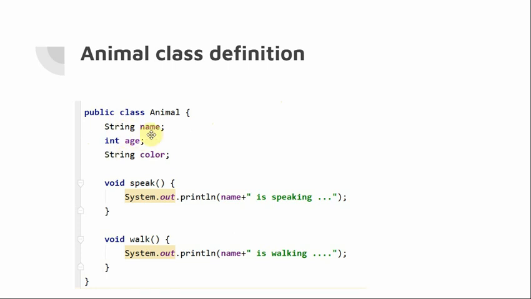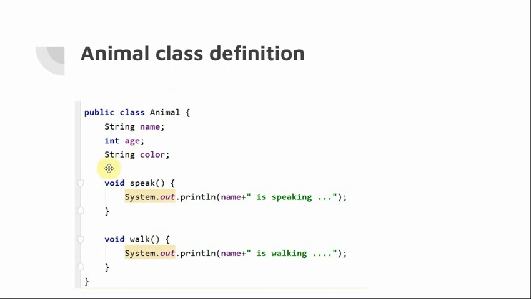We can name them anything. So here one is name, age and color, and here is one method, action or behavior. Behavior is an action that can be performed on an object. So Animal is one of the classes. So speak and walk are two actions or behaviors.